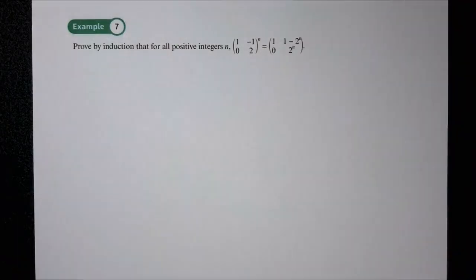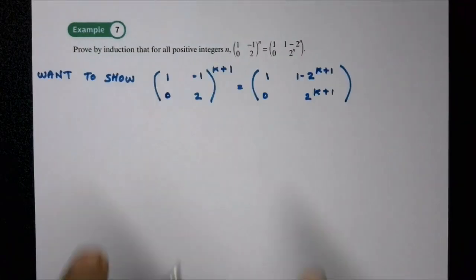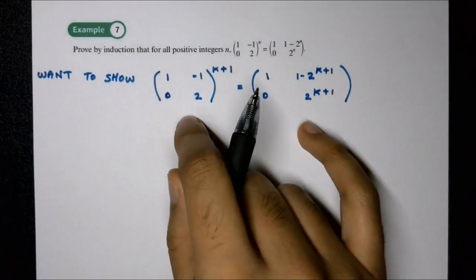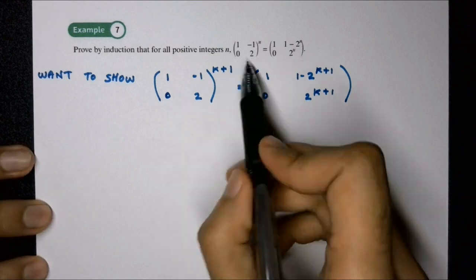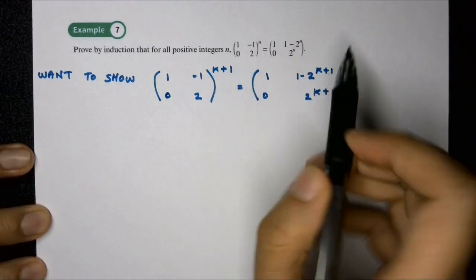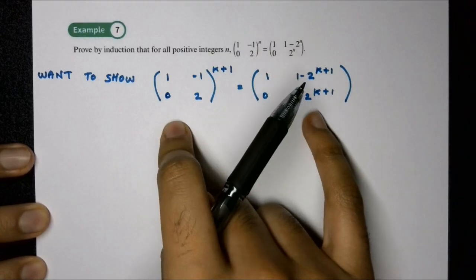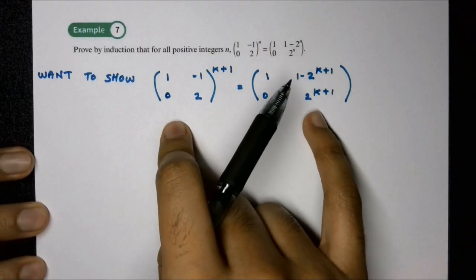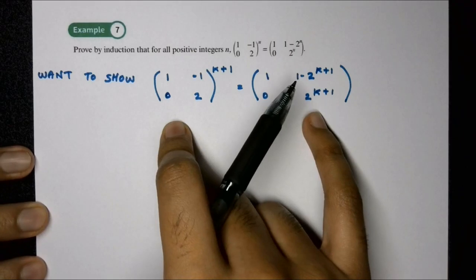Now, what do I mean by that? We want to show this result here. Now, all that's happened here is the n has been replaced with k plus 1, and somehow when we do our inductive step, this is what we want to show.